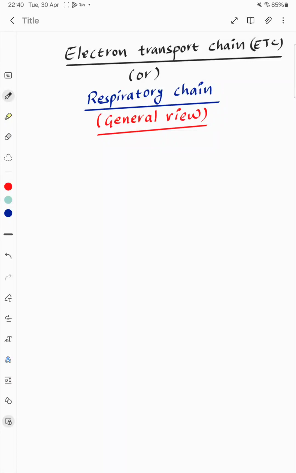Today in this video session we are discussing the electron transport chain. This is just a general view, not a full video on the electron transport chain. For that I'll make another video. So please watch this video before you hit the electron transport chain topic.